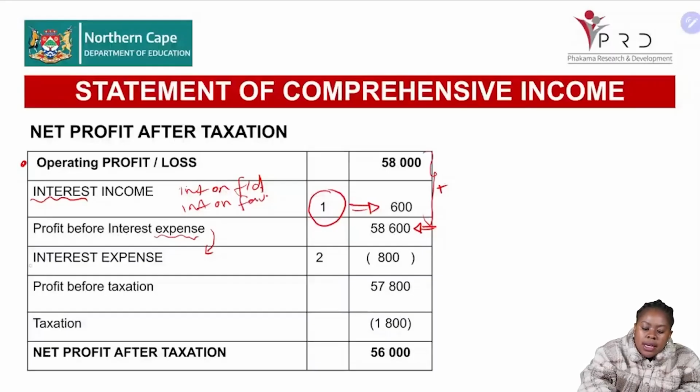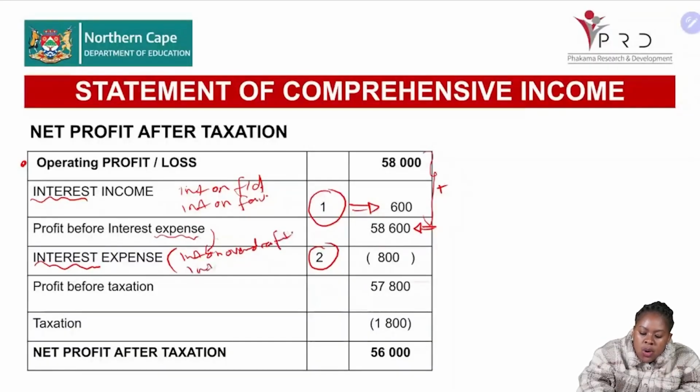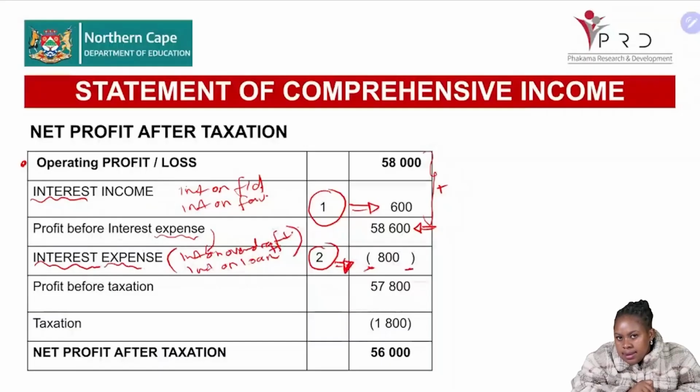And then you have your interest expense. Your interest expense, you are going to have all the interests that you have incurred, and that is note number 2. The interest on overdraft, interest on loan, and so forth. So you're going to add all the interest together to get this amount. And remember, this interest is an expense, so it must be in brackets.